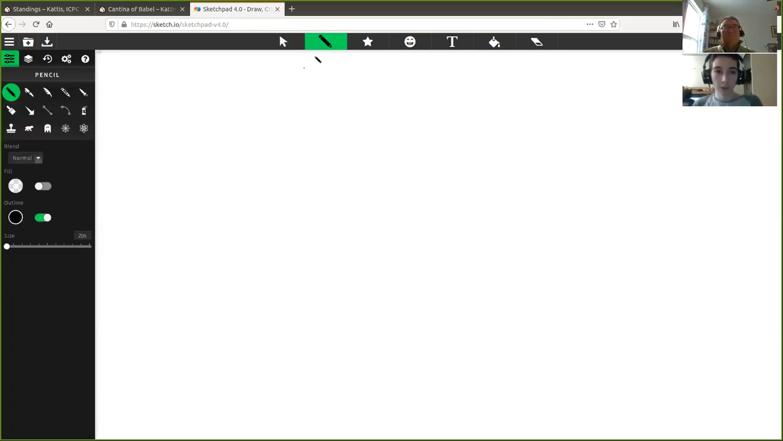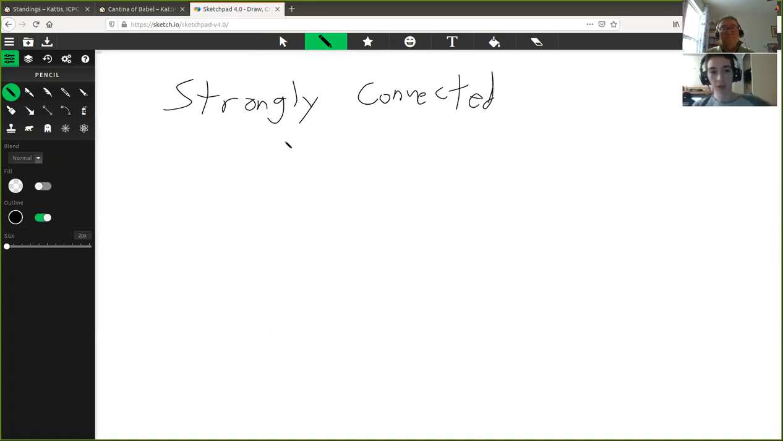So this is a pretty standard problem. There's a well-known thing called strongly connected components. I'll start by saying what strongly connected means. The condition for the set S is what strongly connected means. We say that a directed graph is strongly connected if for any two vertices, there exists a path from A to B and a path from B to A.